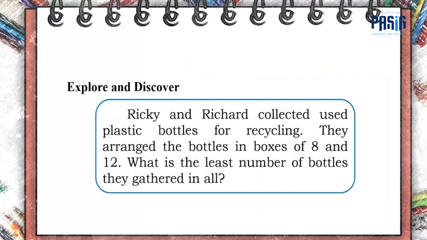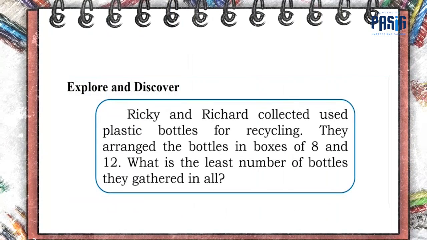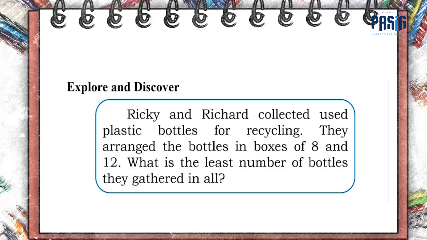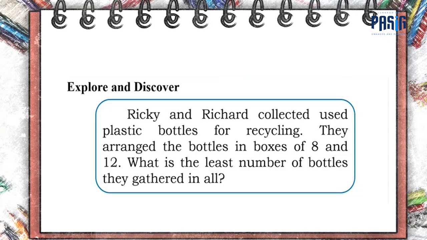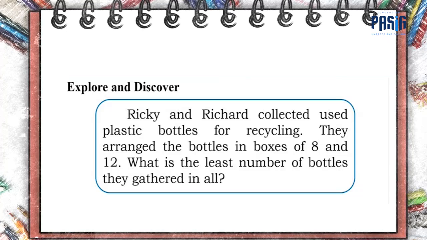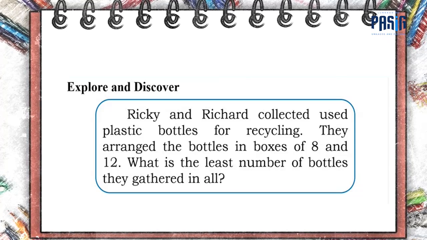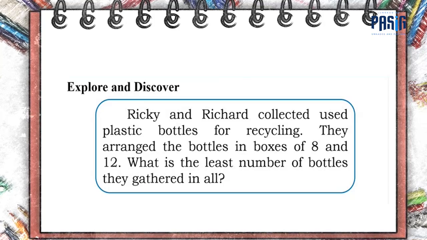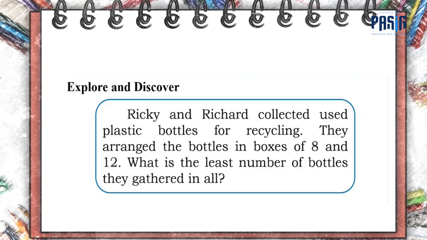Let us read and analyze the problem. Ricky and Richard collected used plastic bottles for recycling. They arranged the bottles in boxes of 8 and 12. What is the least number of bottles they gathered in all? Again, Ricky and Richard collected used bottles for recycling. They arranged the bottles in boxes of 8 and 12. What is the least number of bottles they gathered in all?